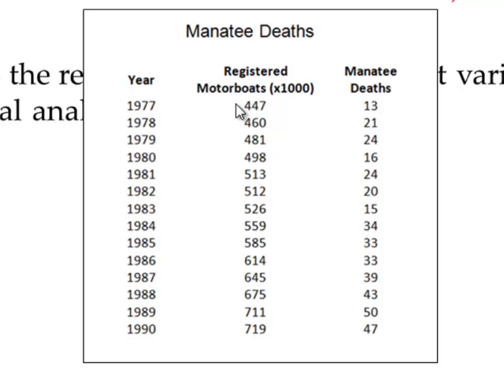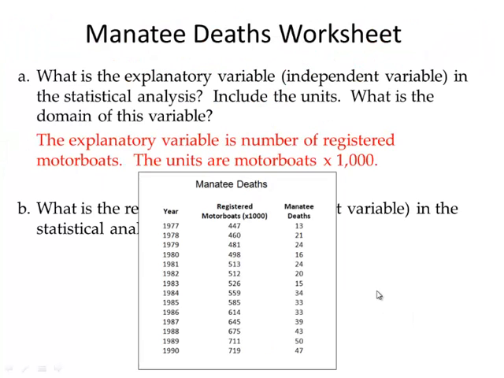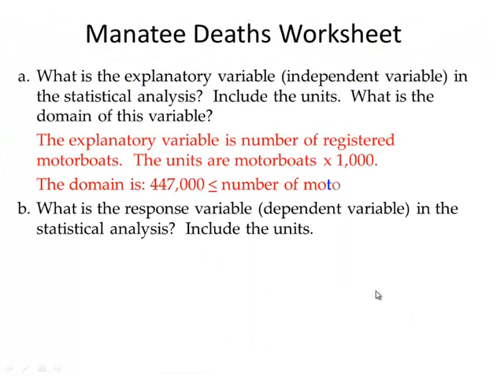If you recall, the domain is possible values of the x. So we're going to look for the smallest value of x, which is 447, and then look for the largest value of x, 719. So our domain is 447,000 to 719,000, and this is one way we can write the domain.